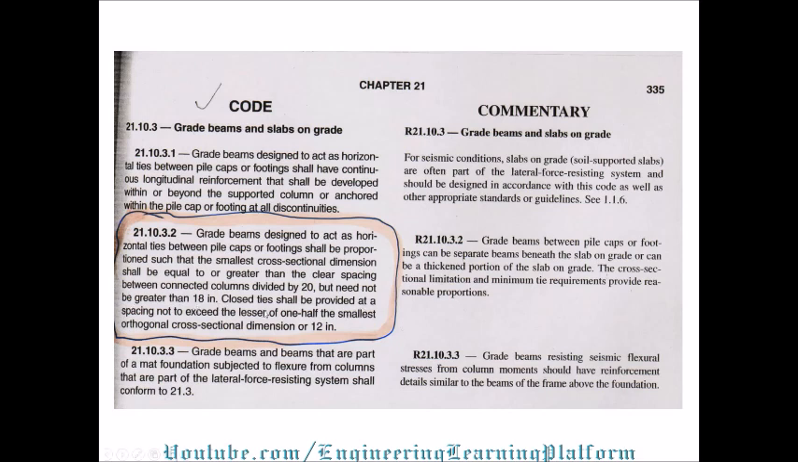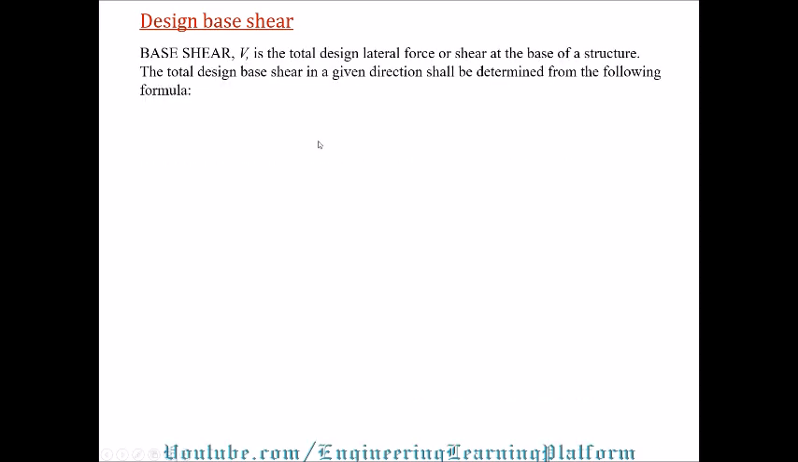Cross ties shall be provided at a spacing not to exceed the lesser of one half of the smallest orthogonal cross-section dimension or 12 inches. This is referred to for grade beam design. Base shear: the base shear is the horizontal reaction of the earthquake on the structure and is the total design lateral force or shear at the base of the structure.